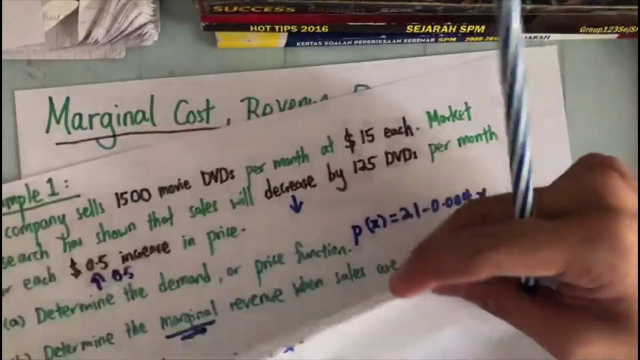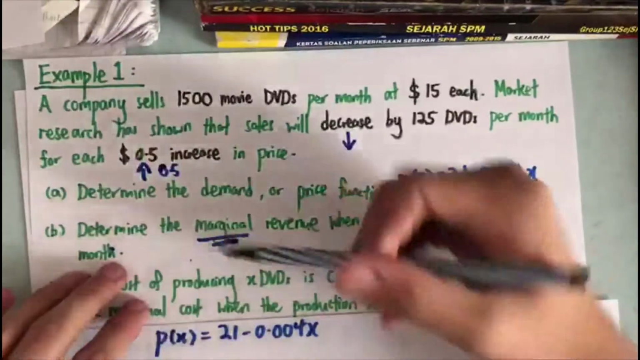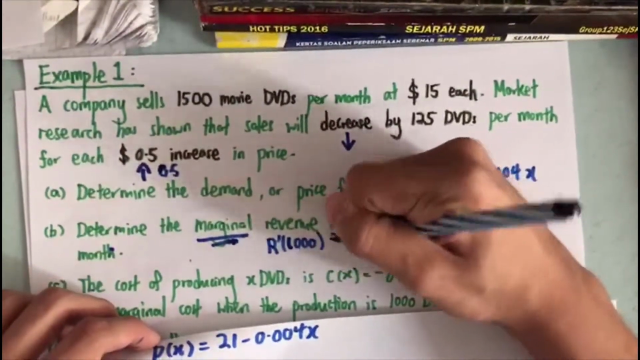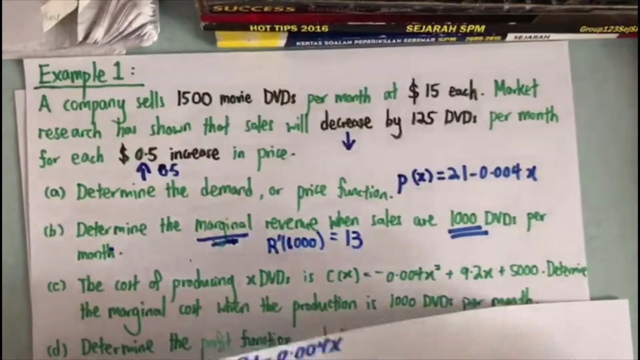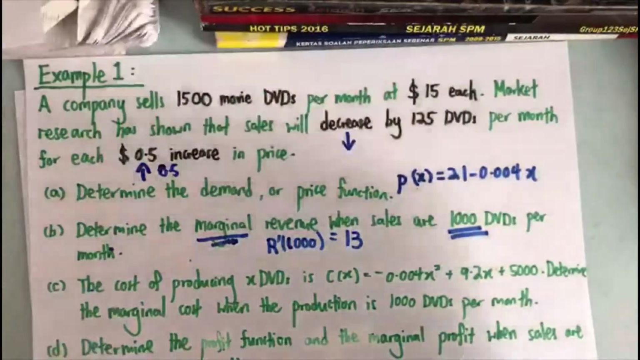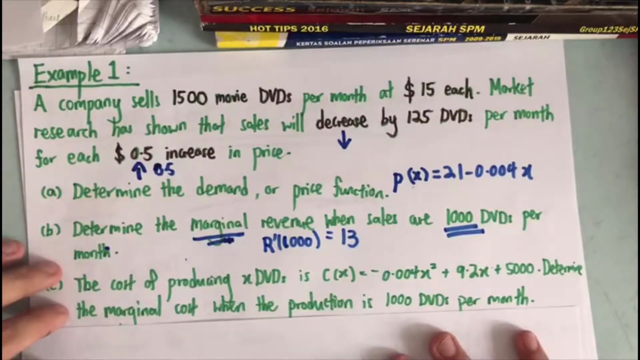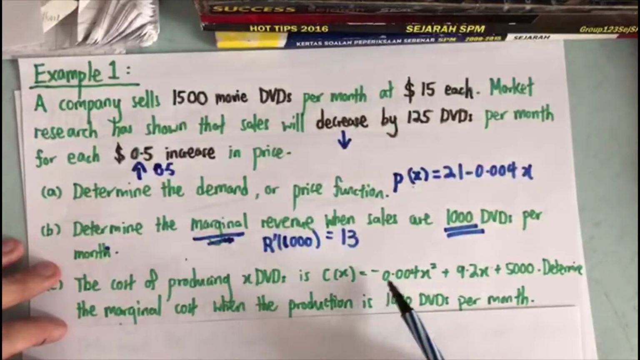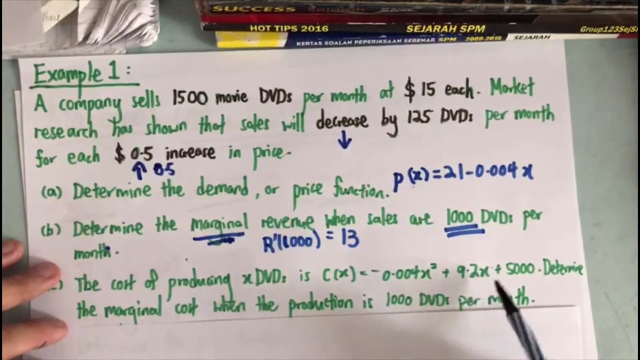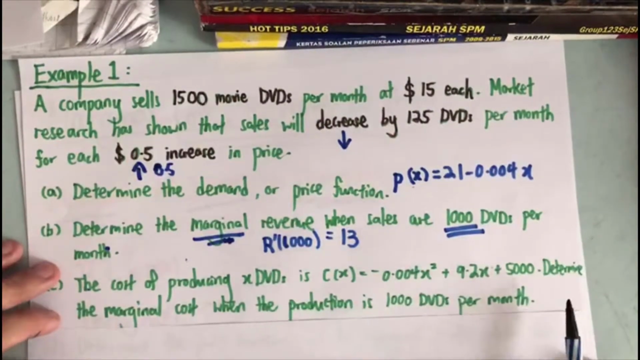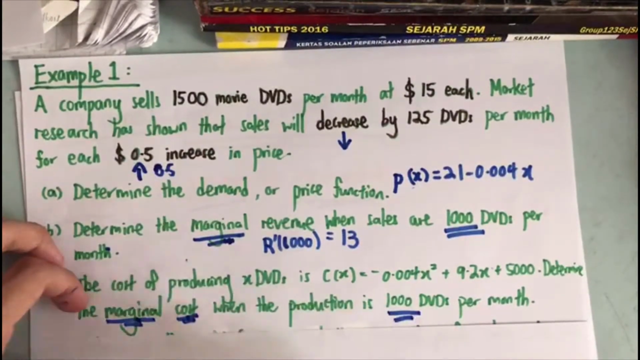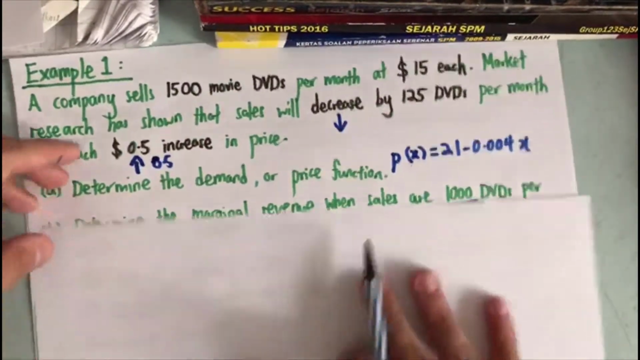Oops, shift it here. So R prime of 1,000 is equal to 13. Okay, let's look at the third question. The third question says if the cost of the DVD is C of x equals negative 0.004x squared plus 9.2x plus 5,000, what's the marginal cost? That means the derivative of cost when the production is 1,000. Therefore, find the derivative of cost first.